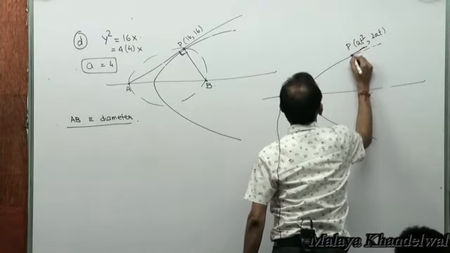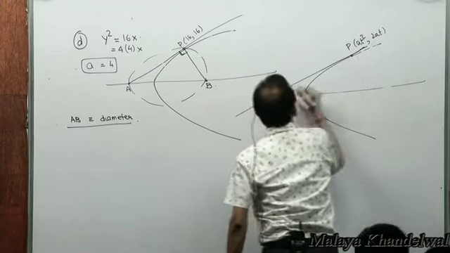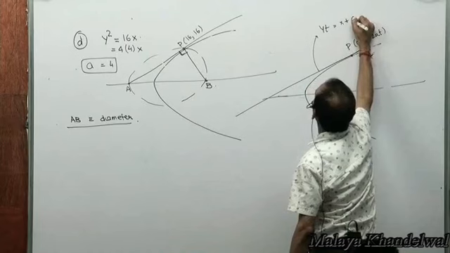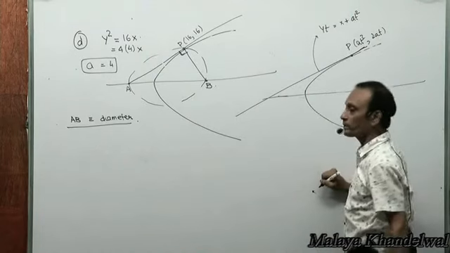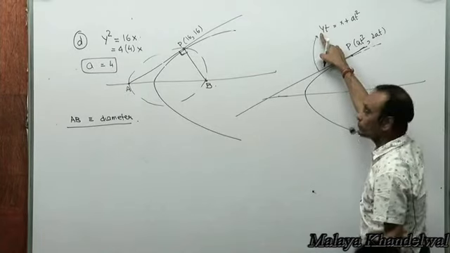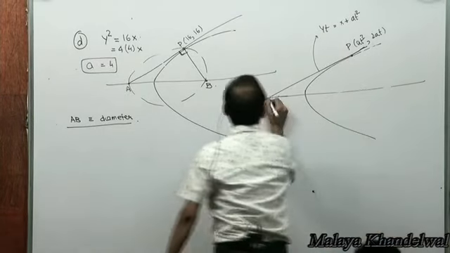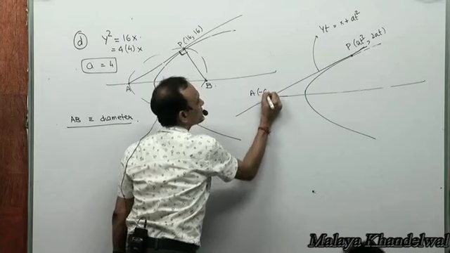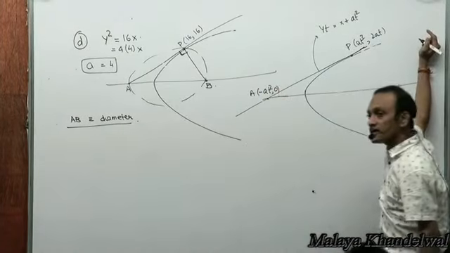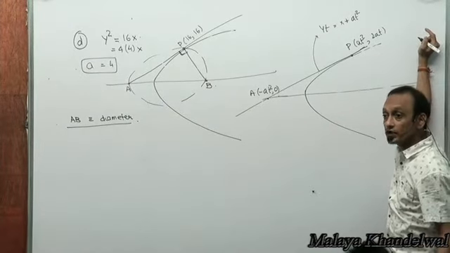And I draw a tangent. What's the equation of the tangent? ty equals x plus at squared. Right? And how do I find the intersection with the x-axis? Put y equal to 0. So this point is going to be what? This point is going to be (minus at squared, 0), the point where the tangent intersects the x-axis. Yes or no?